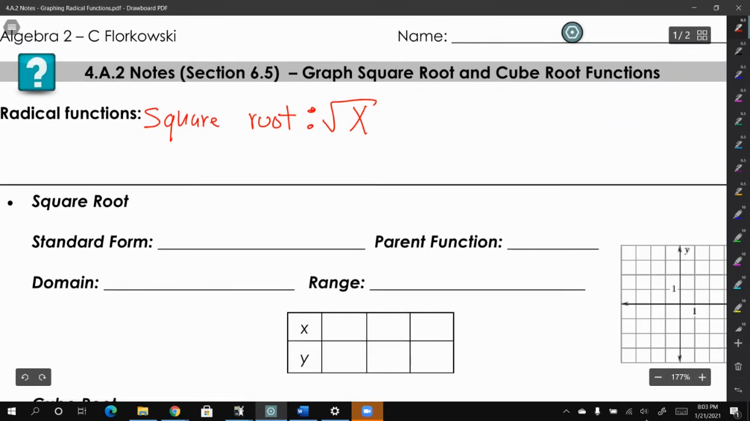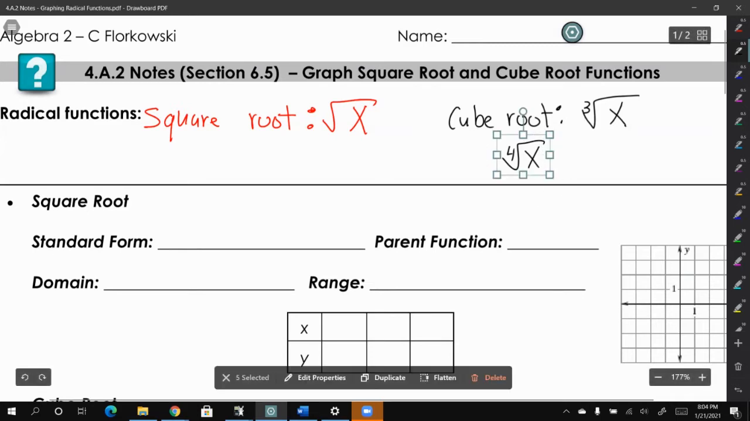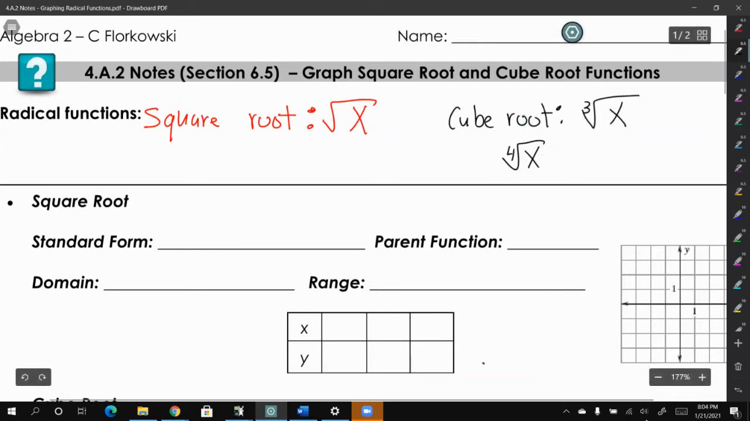We also have the cube root function. And what that looks like is almost the same as the square root, but you have this little 3 right there. And that's called your index. So that's how you tell the difference between a square root and a cube root or any other root. We could have a fourth root of x or the fourth root of anything, but we won't worry about graphing those.